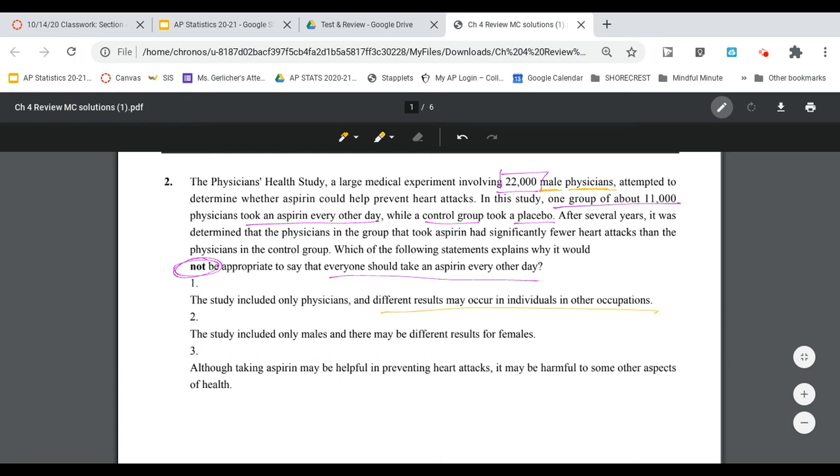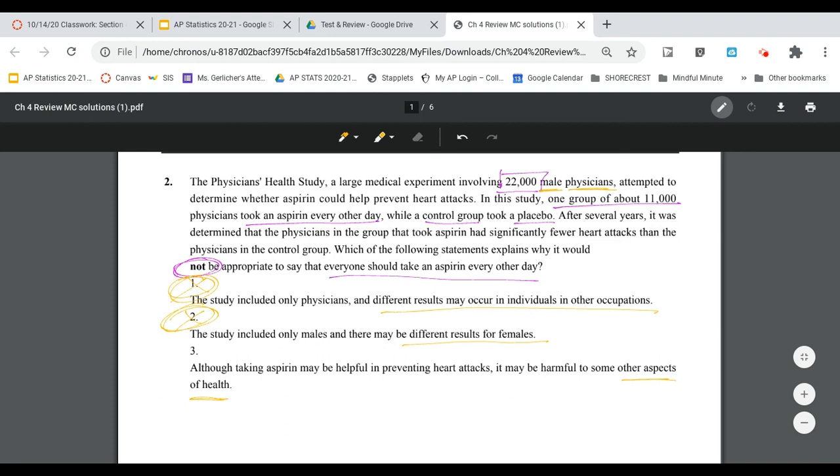That's totally true. People who are not physicians might have a different situation. Maybe different for females. And so these are about generalization. Or I should circle them, I guess, because they're reasons why it would not be appropriate. And then although taking aspirin may be preventing heart attacks, we're getting some evidence of that. We don't know how it affects other aspects of health. And this is just kind of, in general, we can speak about our one variable, heart attacks. This study doesn't tell us about all the other variables that create good health in general.